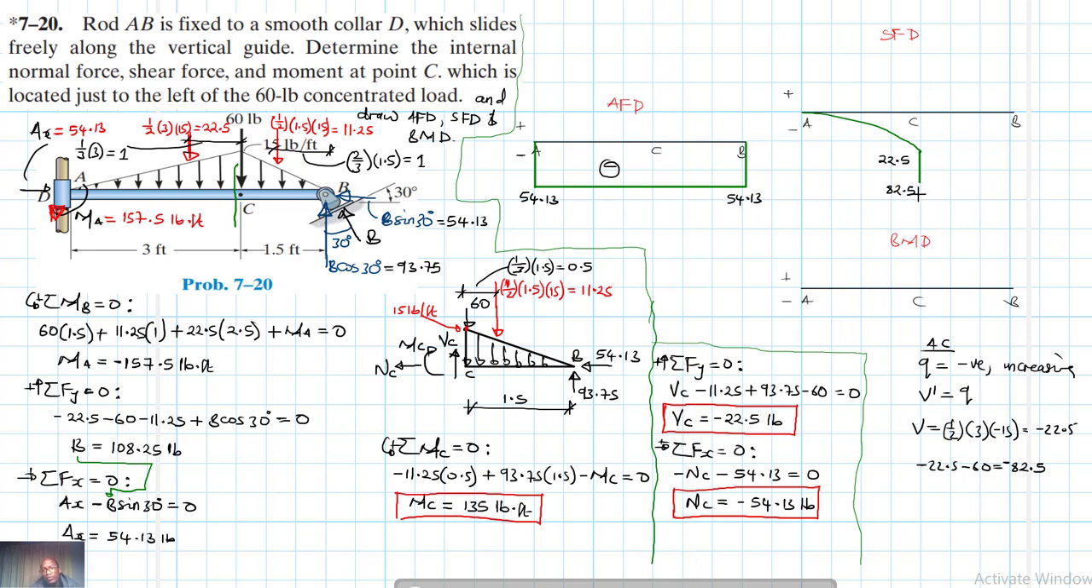Alright, and then from C to B, let's find what we have. From C to B, of course, our load is negative. It's negative and it is decreasing. And therefore V prime will just be equal to Q, which is negative and decreasing, and this magnitude is equal to half by 1.5 by minus 15, and this is equal to minus 11.25, right?